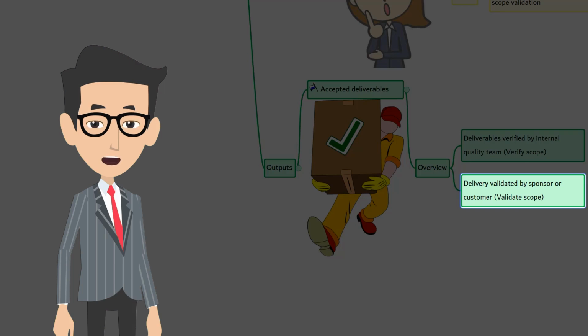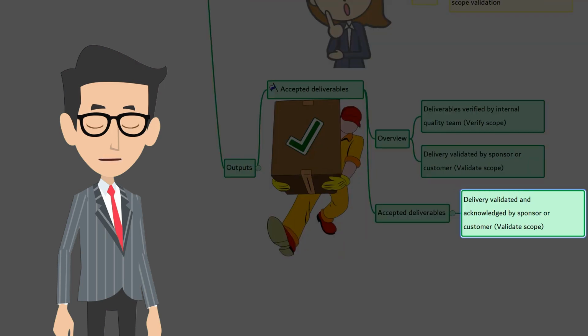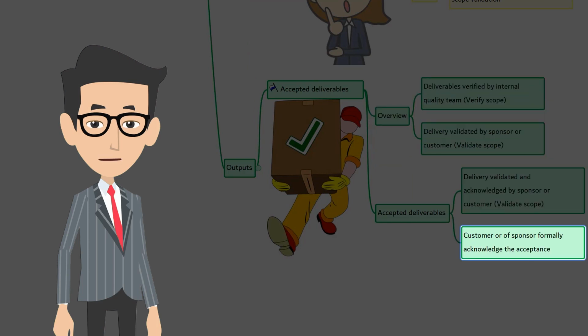If those deliverables meet the acceptance criteria, then they are formally approved and signed off by the customer or by the sponsor. A formal acknowledgement is sent by the customer or by the sponsor upon accepted deliverables, then the project is forwarded to close project or phase. Now in context, the customer validates the deliverables. If those deliverables meet the acceptance criteria, then they are formally approved and signed off by the customer or by the sponsor.